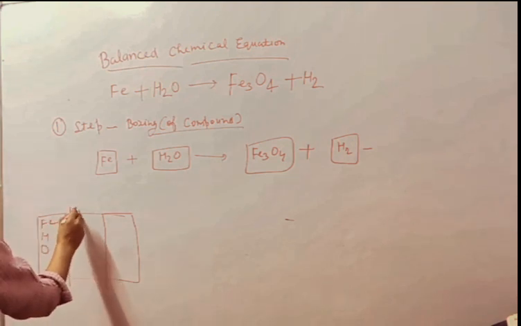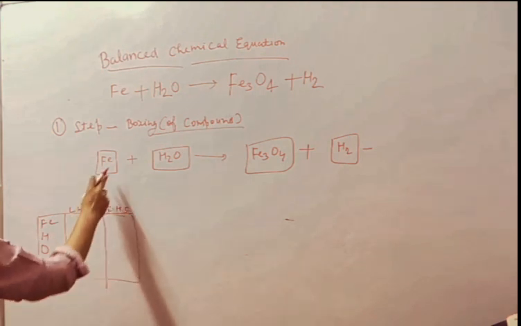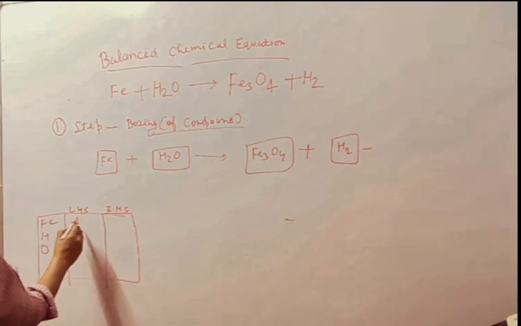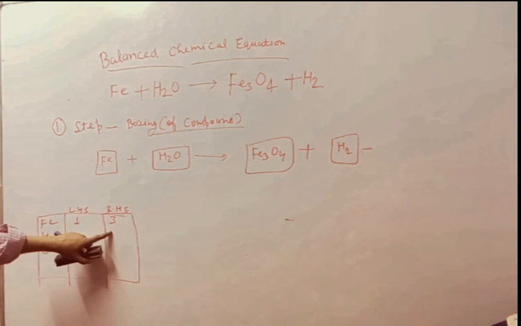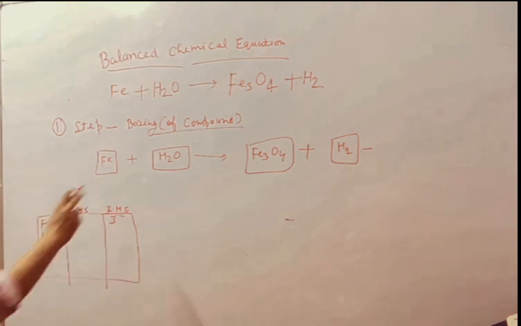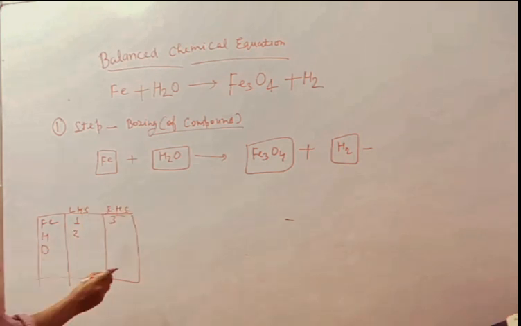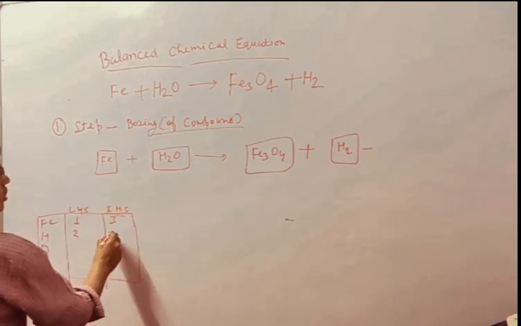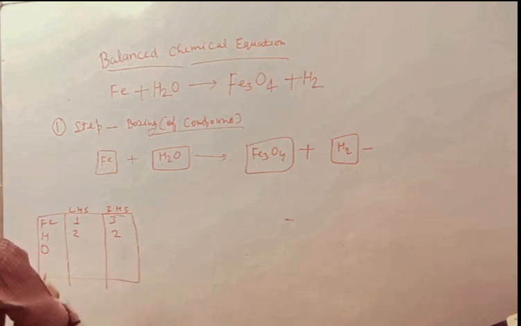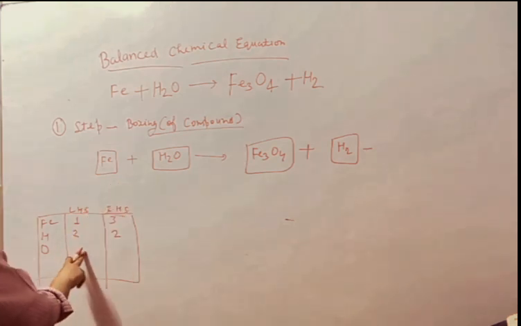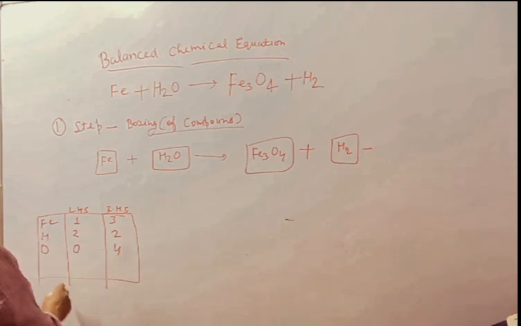Reactant left hand side, product right hand side. If we see, iron is 1 on the left hand side and 3 on the right hand side. Hydrogen is 2 on the reactant side and 2 on the product side. And oxygen is only 1 on the reactant side and 4 on the product side.